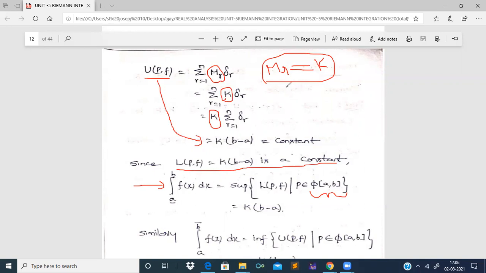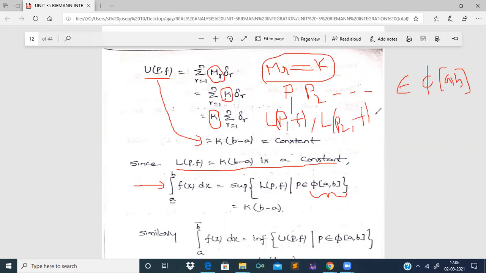So what the author is explaining in this step is, if we take different partitions p1, p2, and so on, which are present in the family of partitions of closed interval a comma b, then we can obtain the set of all lower Darboux sums, that is L of p1 comma f, L of p2 comma f, and so on. So what will be L of p1 comma f? It will be equal to k into b minus a.